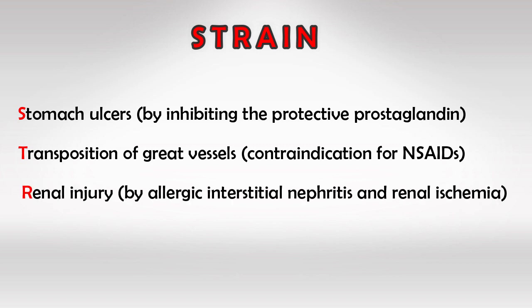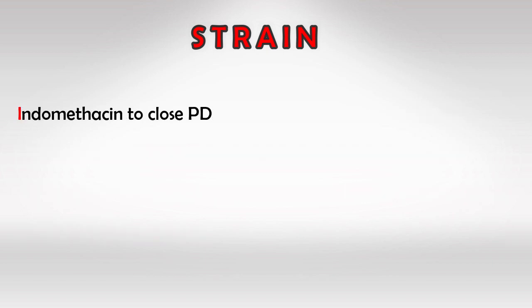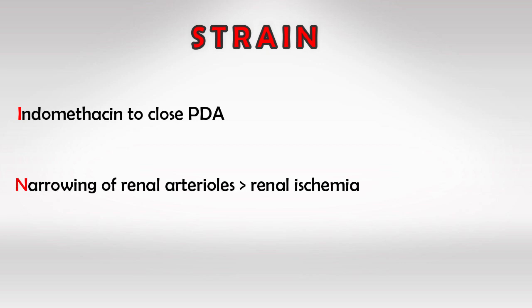R is for renal injury, which is due to ischemia and interstitial nephritis. Note that with NSAIDs, interstitial nephritis causes more damage than ischemia. A is for antipyretic and analgesic effects of NSAIDs. I is for indomethacin, which is the drug of choice to close a PDA. And finally, N is for narrowing of renal arterioles.